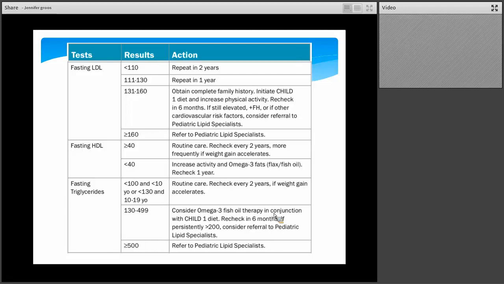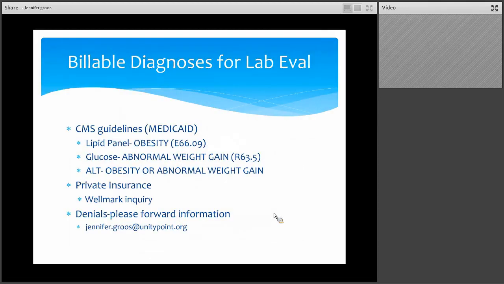But with these labs, and in particular the lipids, we can often see changes. If kids increase their exercise and families increase their exercise and make some small changes in eating habits, we oftentimes can see within 6 months to a year improvement in HDL. Exercise really drives that HDL up into a healthier range, and the triglycerides can be improved significantly as well.